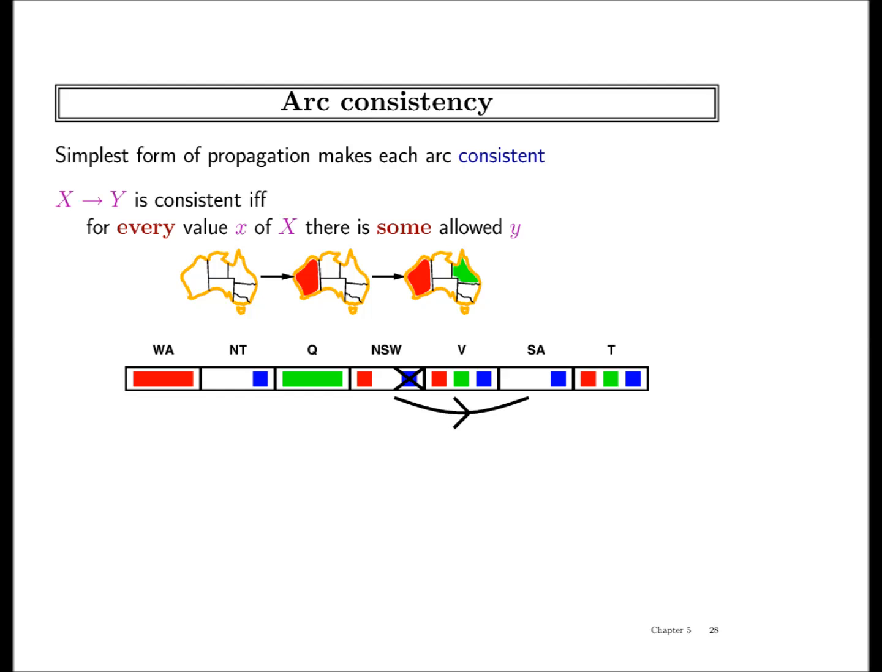Let's keep doing. So let's do Victoria to New South Wales. Now blue doesn't exist. So for every assignment of Victoria, is there a value for New South Wales? Which value does not work? Red. So we get rid of the red. And we keep doing. So whenever we do this particular consistency, we realized that this blue cannot happen. And as soon as we realize this, we know that it's a failure.